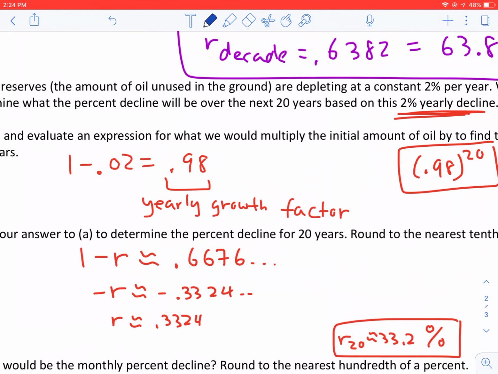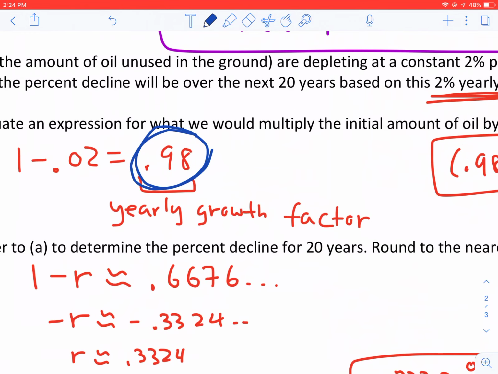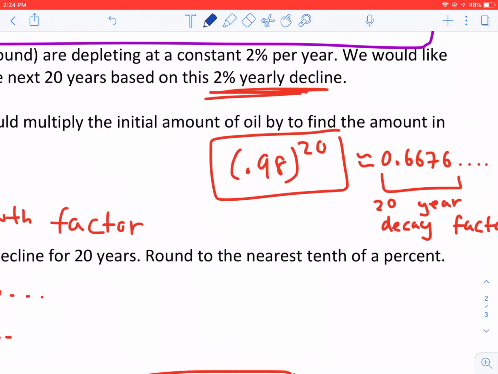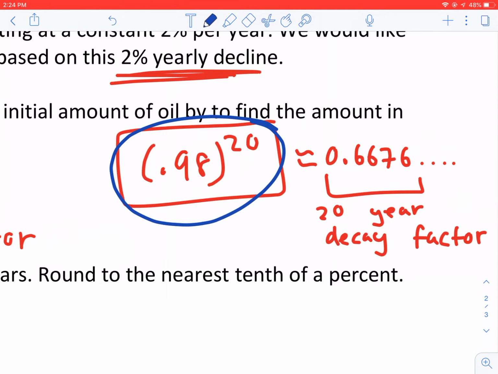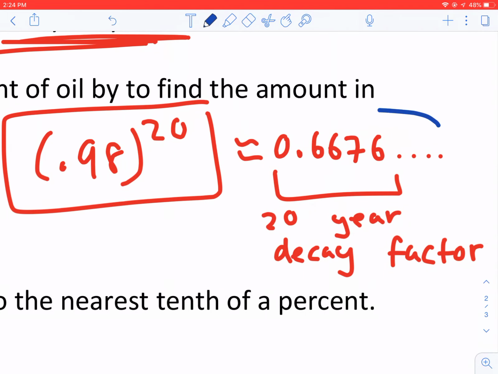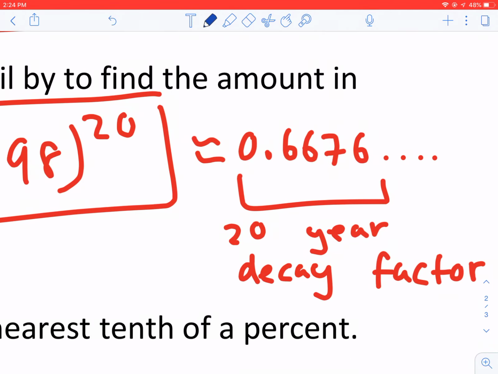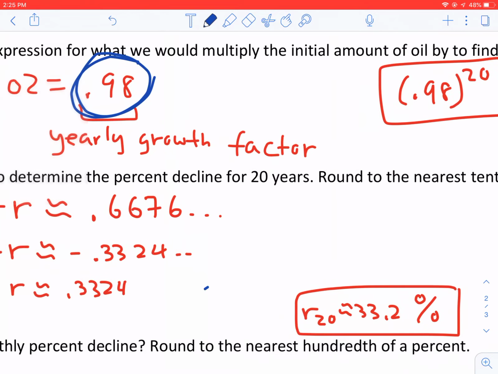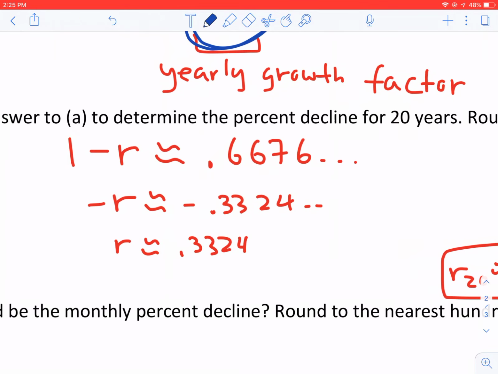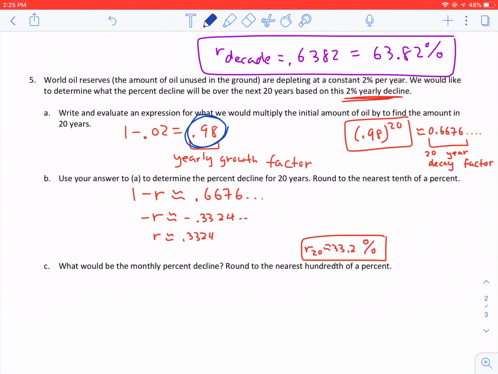We're losing 2% each year, so we're having 98% of the previous year. So we can multiply by 0.98 to figure out how much we have after 1 year. To figure out how much we have after 20 years, we can multiply by 0.98 to the 20th power. So in other words, that's equal to that. That means after 20 years, we have 66.76% of what we had 20 years ago. So to find the percent decline, you have to do 1 minus this value, and that's what we get, 0.3324. So there's a 33% decline after 20 years.